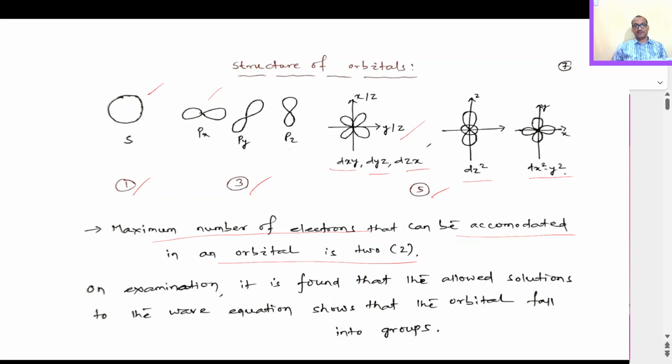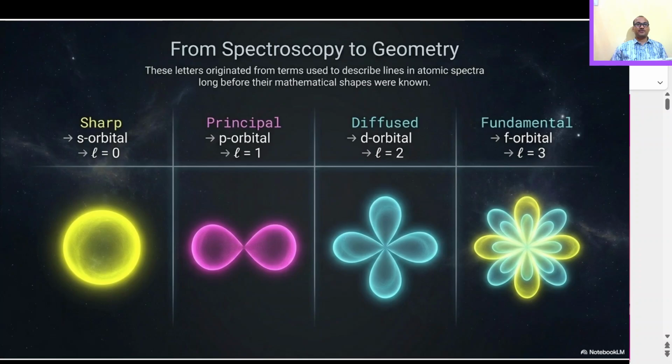On examination, it is found that the allowed solutions to the wave equation show that the orbitals fall into different groups. From spectroscopy, s stands for sharp, where l value is 0 for s orbital, p for principal, l value equal to 1, for d orbital l value 2, and for f orbital l value 3. Here you can see nice pictures of different s, p, d, f orbitals, the complicated structure of f orbital and the double dumbbell structure of d orbital.